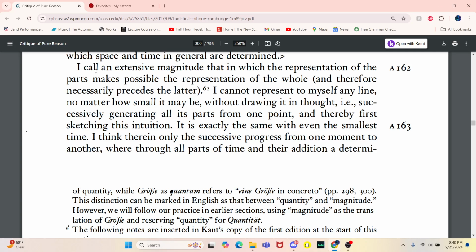Cool. Would anyone like to read the next paragraph? Sure, I'll go. I call an extensive magnitude that in which the representation of the parts makes possible the representation of the whole, and therefore necessarily precedes the latter. I want to read that footnote.